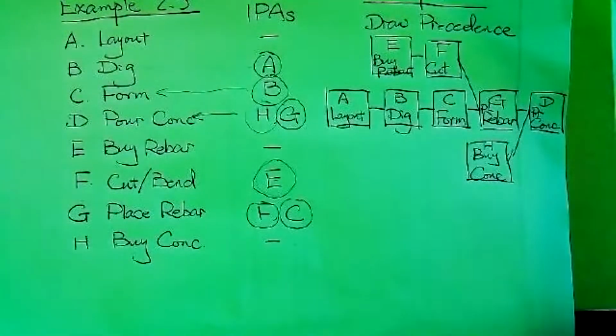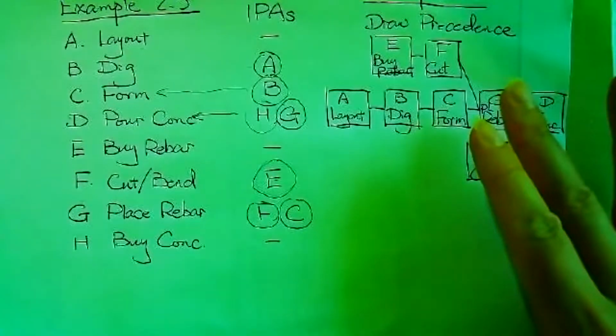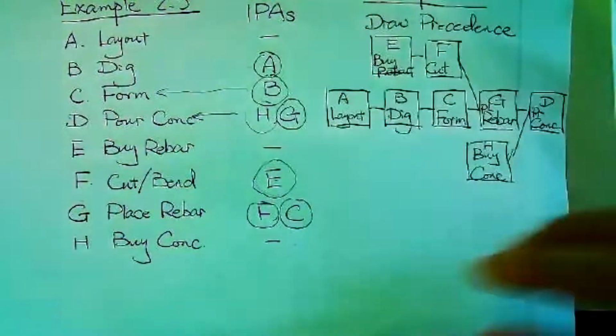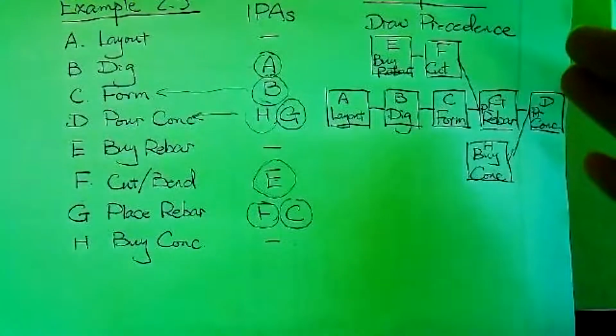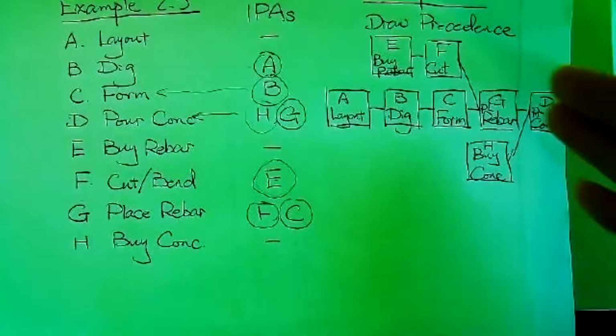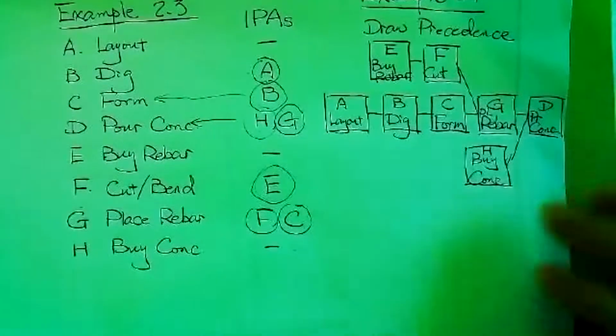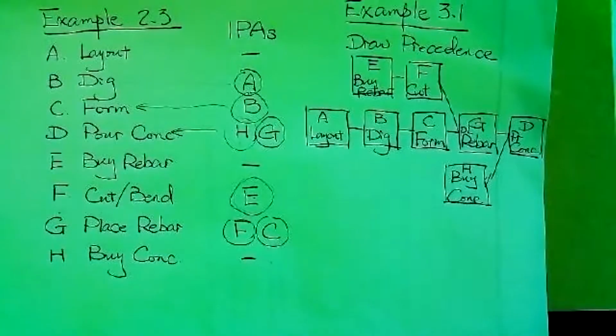Actually, Primavera can draw this directly for you if we have the IPA table. I'm teaching you, for some simple project, how to do it by hand. Show you how to do this type of work by hand. Primavera can do it automatically for you. Okay. Any questions about this?